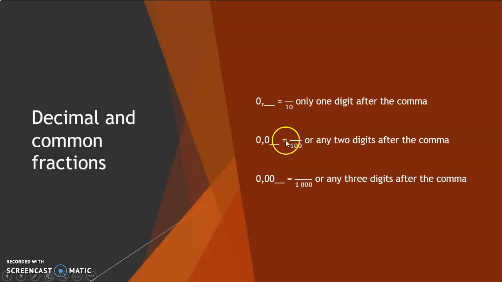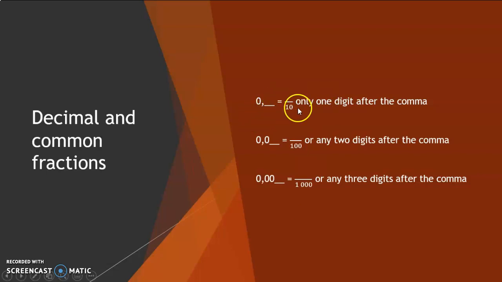When we look at decimal and common fractions, when we have one digit after the comma, it will be equivalent to a fraction of something over 10. When we have two digits after the comma, it will be equivalent to a fraction over 100. And three digits after the comma will be equivalent to a common fraction of something over 1,000.